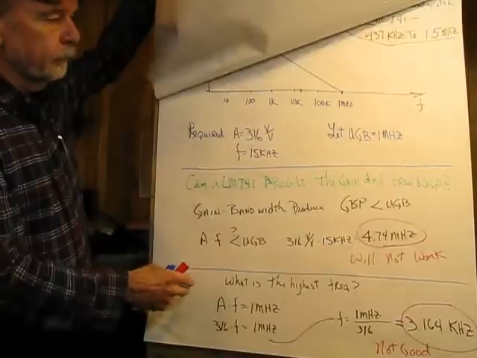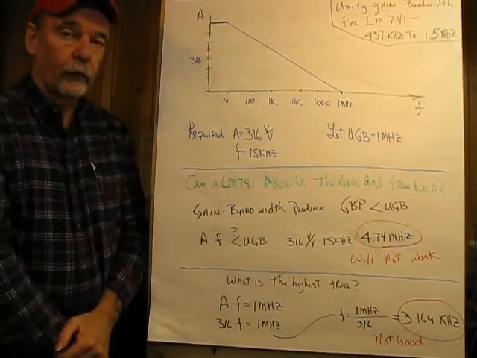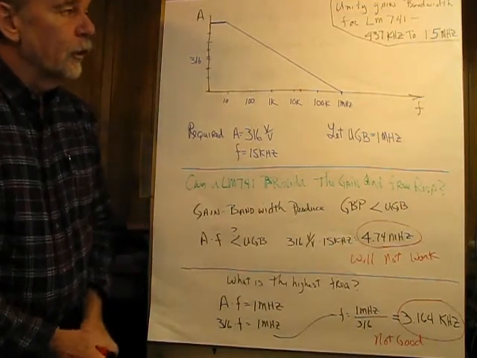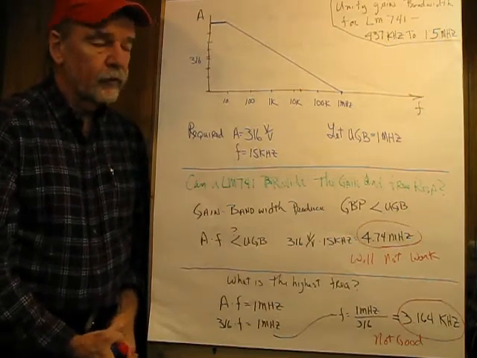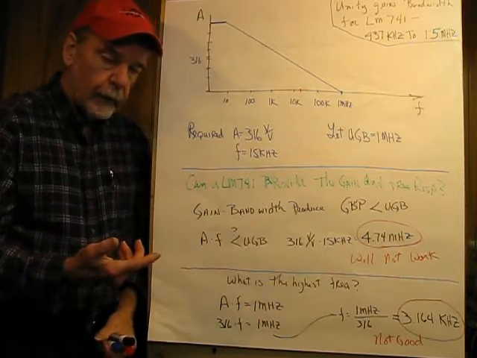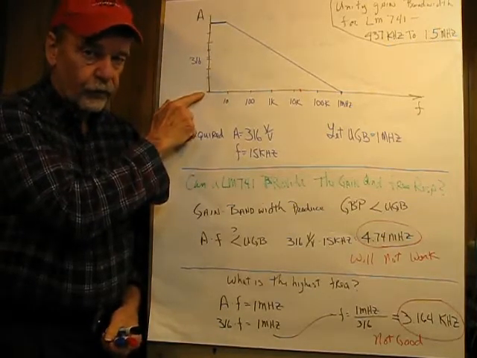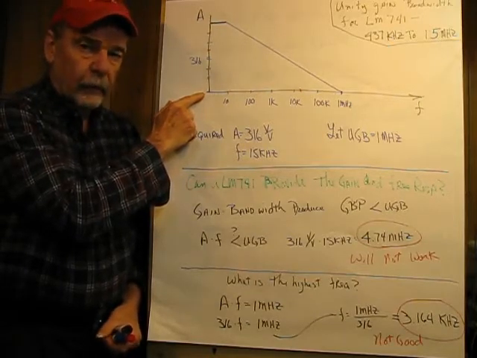Now, the question is, can a 741 do it? Let's find out. So first we're going to look at one of the parameters of an op-amp, and that's called the unity gain bandwidth. And unity gain is referred to as 1 here or 0 dB. And exactly what's the bandwidth going to be?